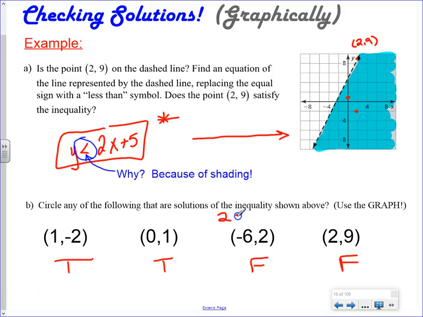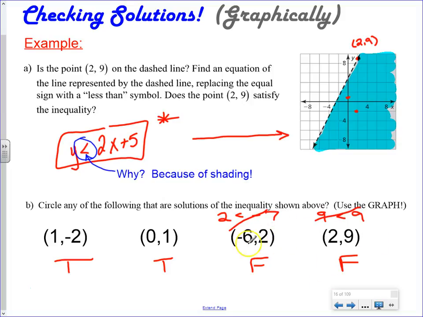This one, when you guys plugged in with mental math, negative 12 plus 5, what'd you get? Negative 7. Is 2 less than negative 7? No, it's greater than. This one was less than 9. Wait, why isn't that true? Because there's no line under it. There's no line on the bottom.